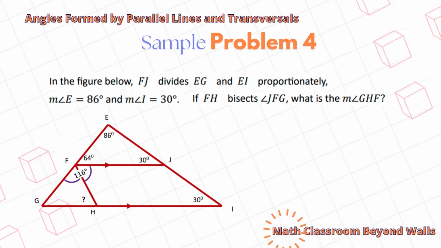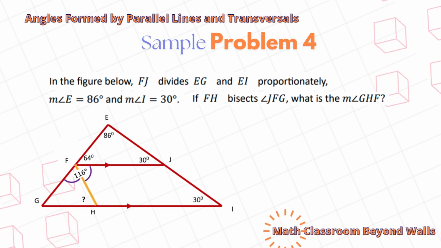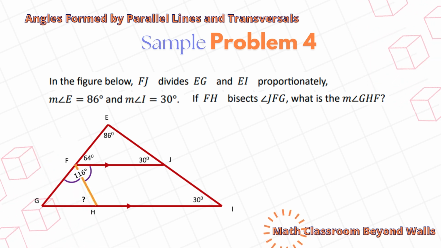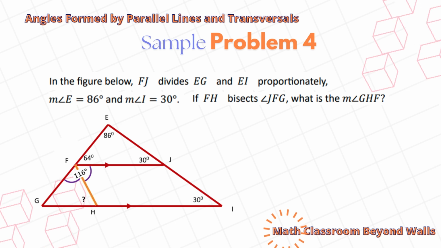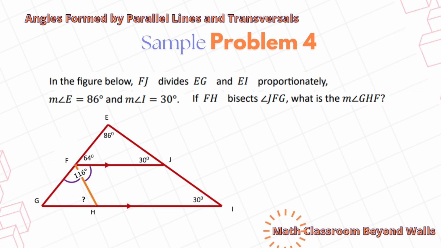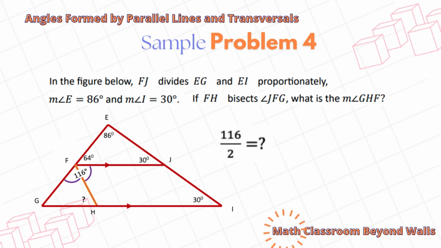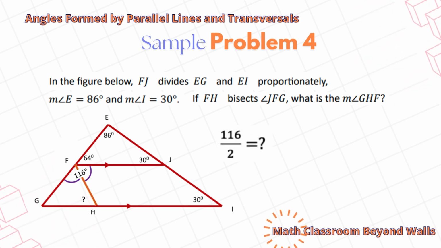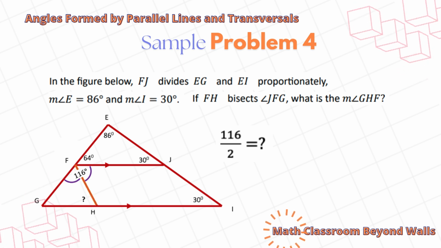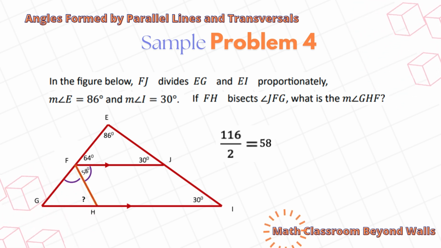Now remember that FH bisects angle JFG, that is, the measure of the angle is divided into two equal parts. So how much is the measure of each angle here? You are right, each angle measures 58 degrees.